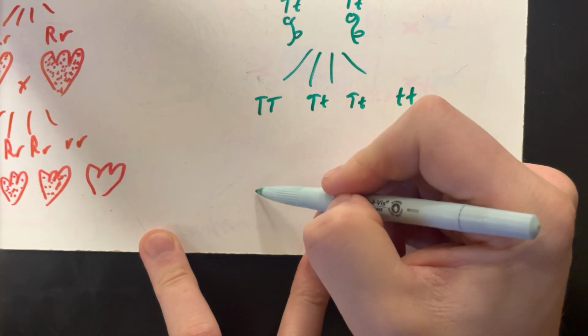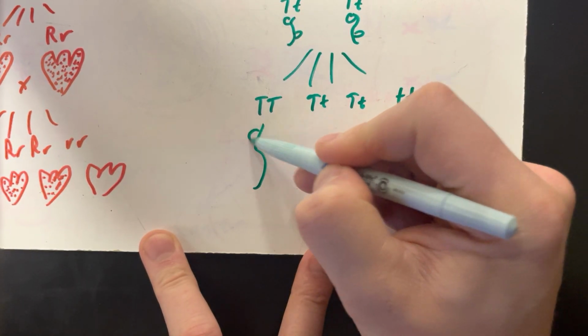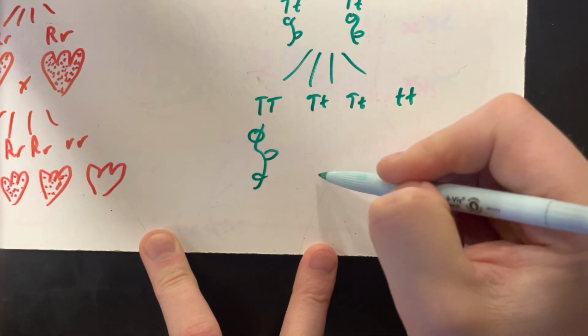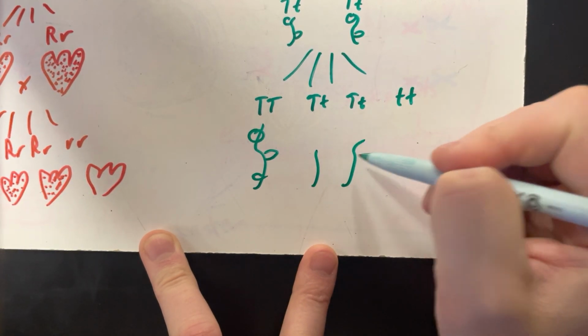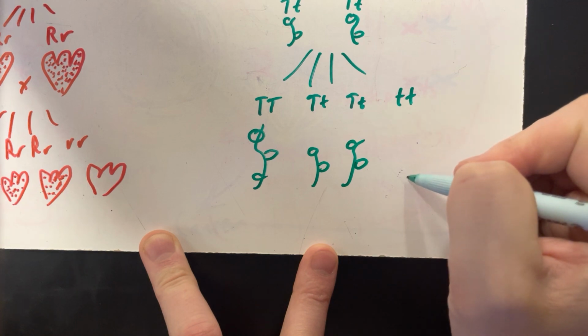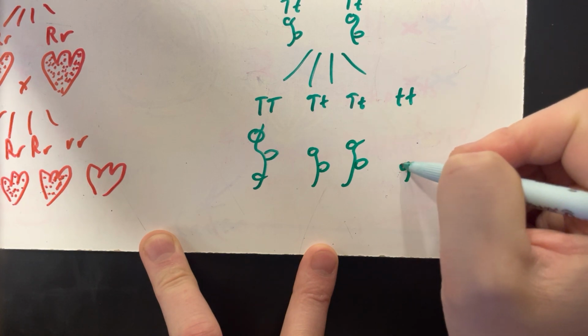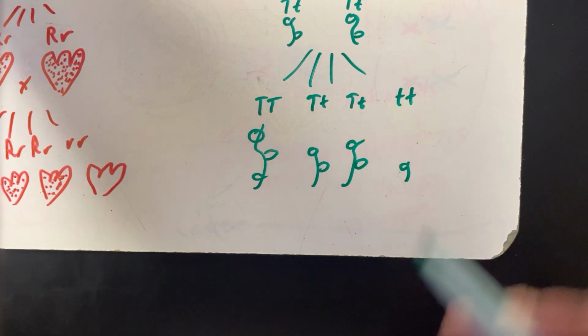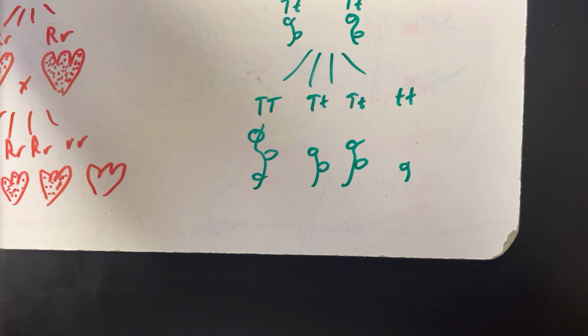If you have two big T's, you're tall. If you have one of each, you'll be medium. If you have little t, you're short. All right, so that's a good example of incomplete dominance where the tall one's dominant. You'll be taller if you have a big T, but it's not as awesome as if you have two big T's, then you'll be super tall.